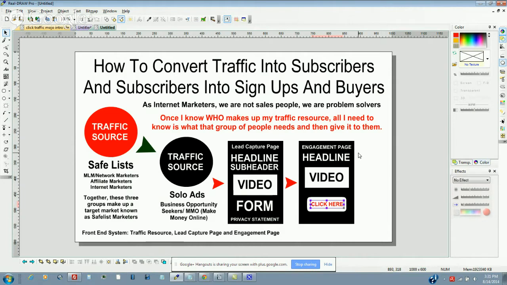This is for the people who are going to do whatever it takes to make amazing things happen for themselves and their family. That's who is going to embrace what we're sharing with you today and go out and apply it.